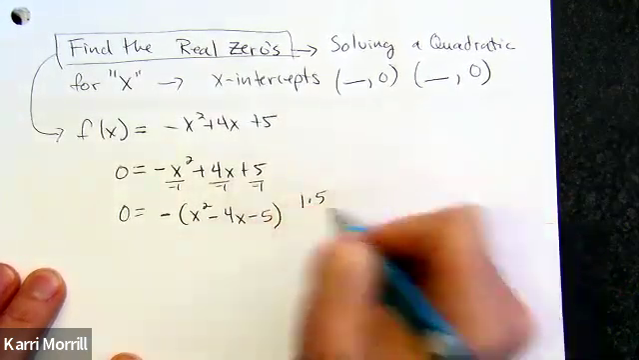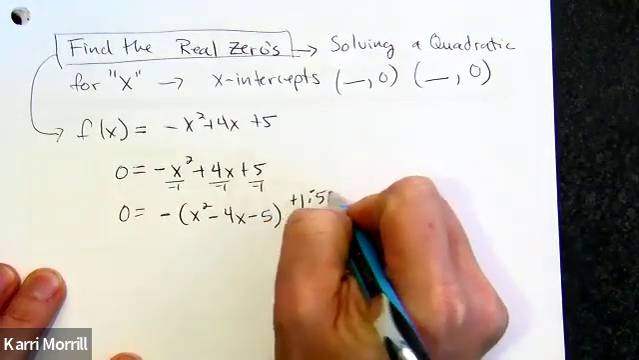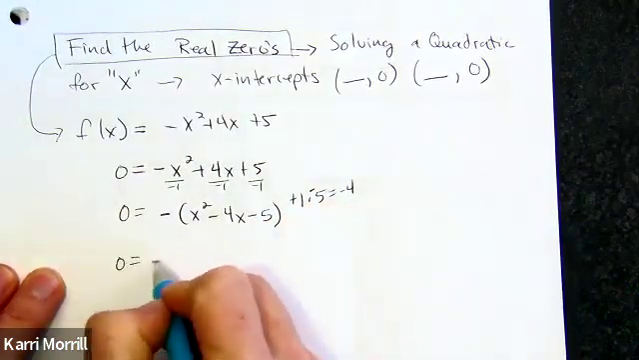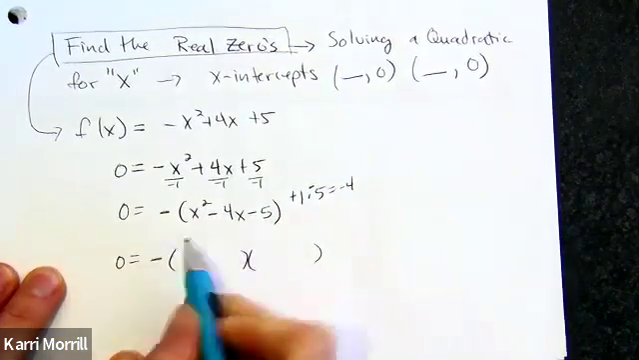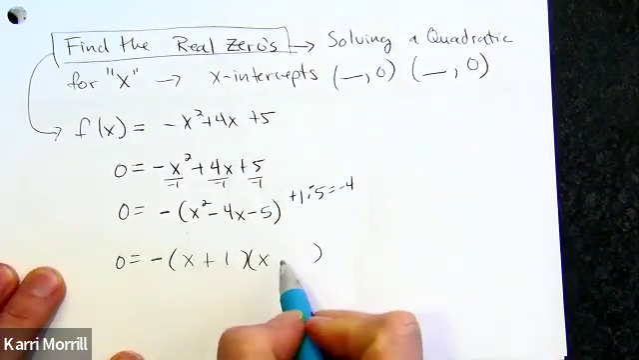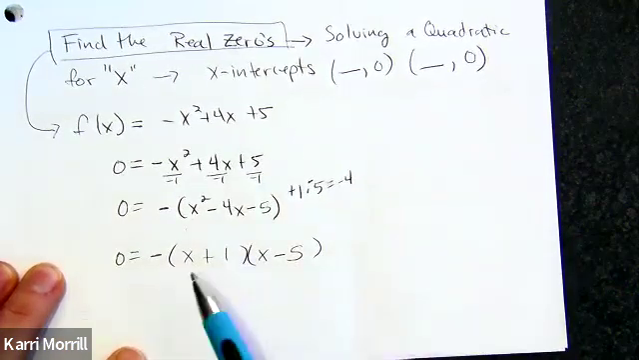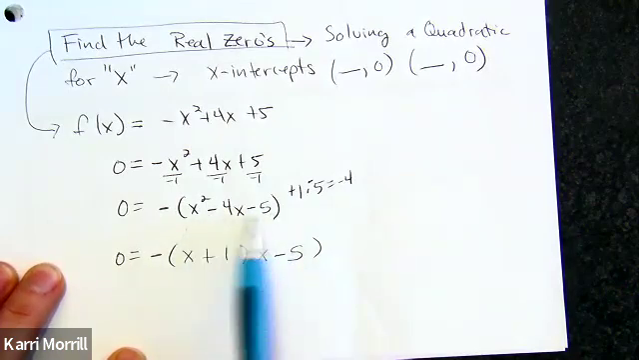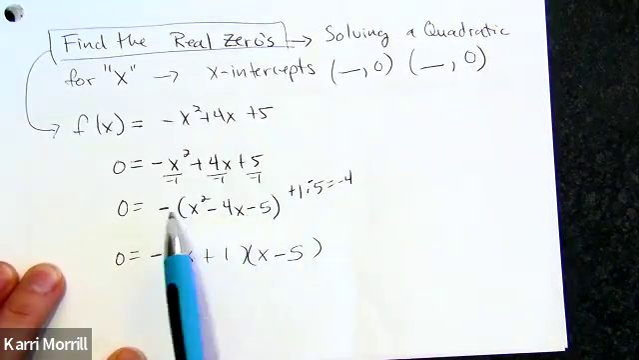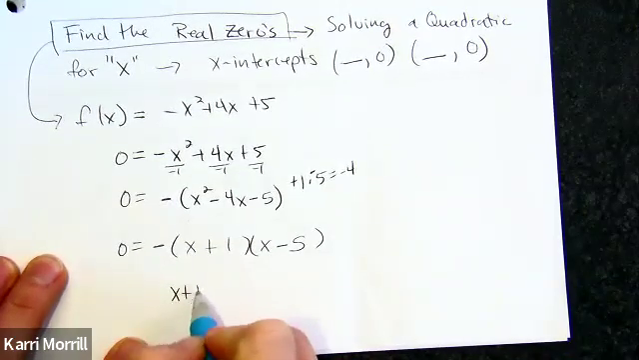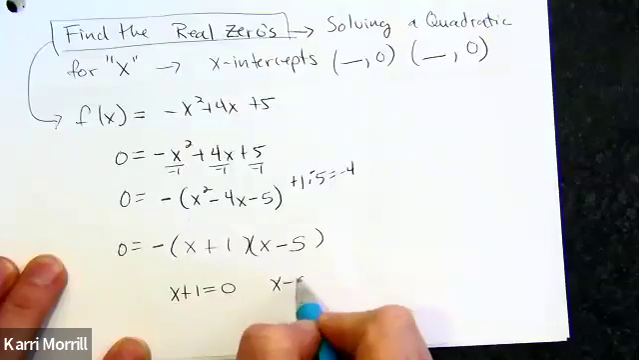So 1 times 5 is 5. If I had a positive 1 and a negative 5, that would make that negative 4. So we set up our 2 parentheses and we split our x's apart, x and x, and plug in +1 and -5. So remember, if you were to FOIL and go back through that, you would get that same polynomial that you had when you pulled out the negative. Okay, so then we can set those factors equal to 0 and solve.